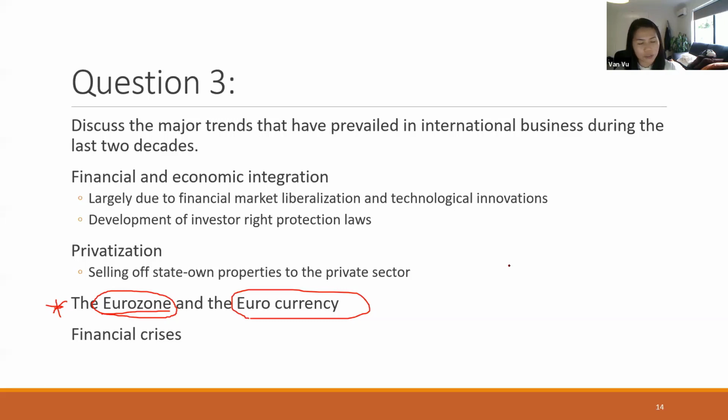Finally, in the last 2 decades, unfortunately, we have seen quite a few financial crises, and we will talk about that later on in the course. The lesson from the financial crises is that economies around the world these days are very interdependent, in the sense that if something happens somewhere in the world, it could easily spread to your country if you have a trade relationship with that country.